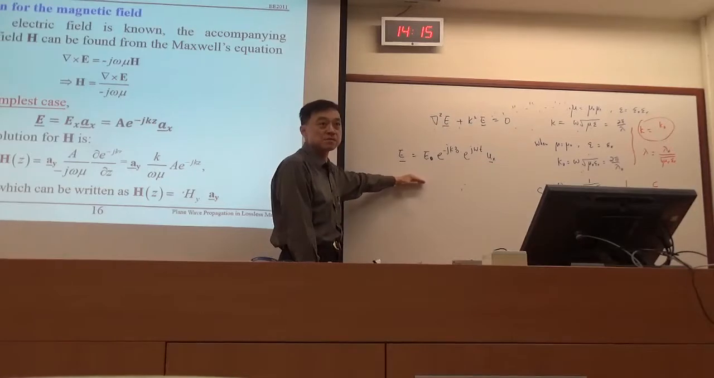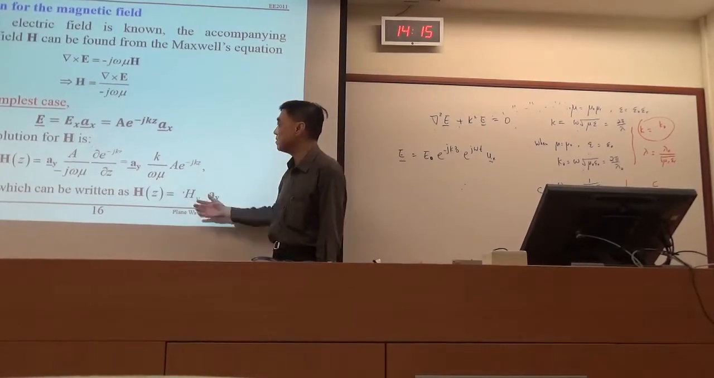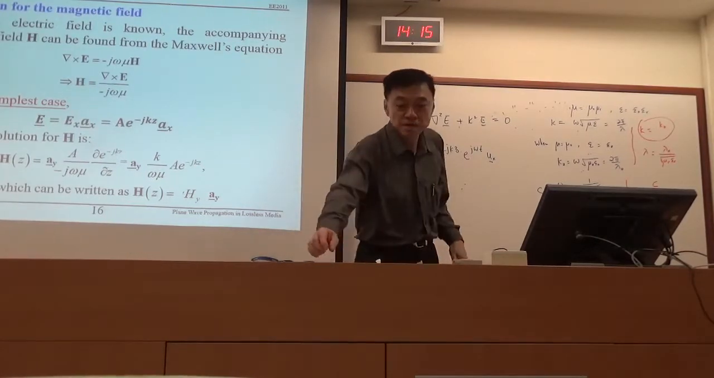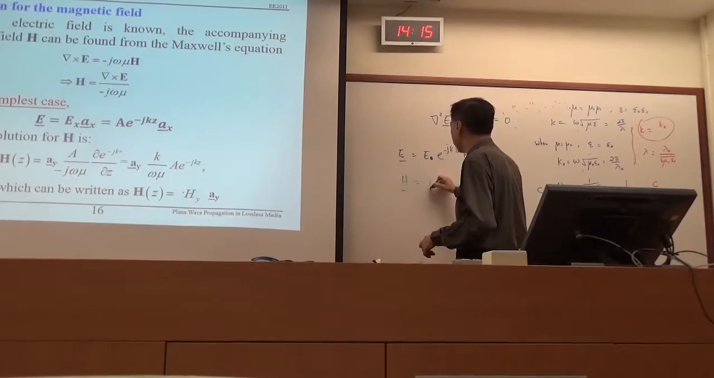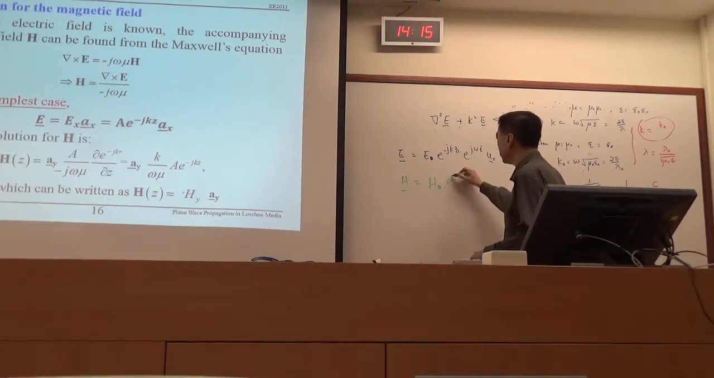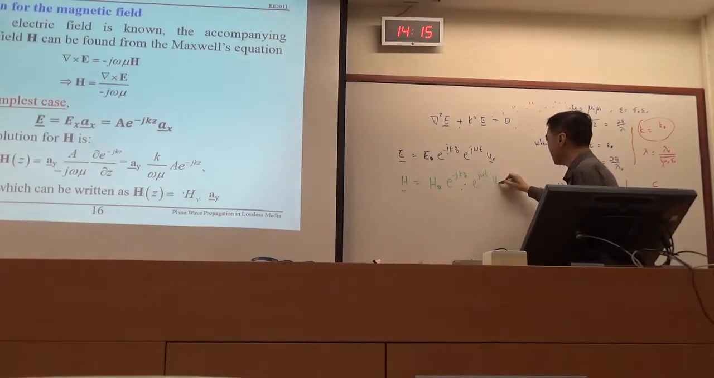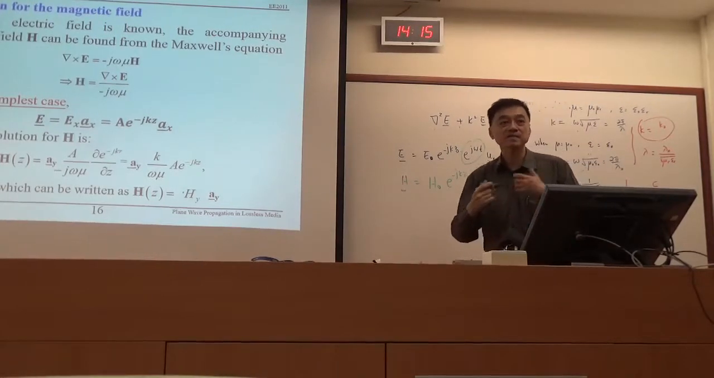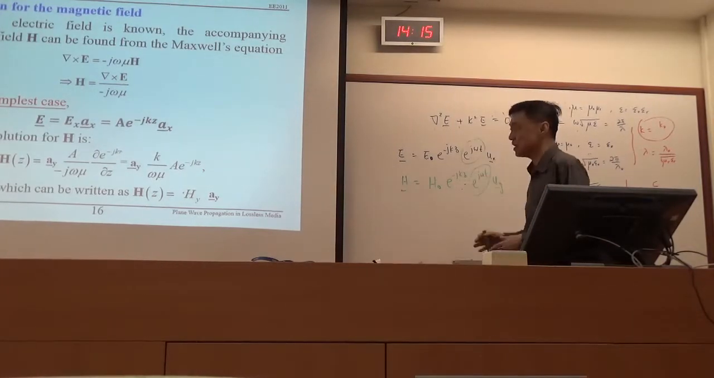When you substitute the electric field back into the Maxwell equations, you can see that for these particular solutions, the magnetic field turns out to be H equal to H0 e^(-jkz) e^(jωt) uy. Now this e^(jωt), a lot of the time we do not write because we call it understood. So this one a lot of times we do write.